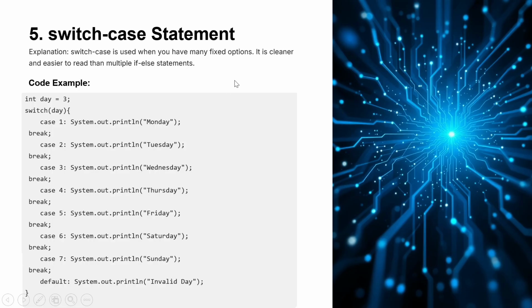Okay, it's just like a restaurant menu. If you choose item number 3, then you will get Wednesday, and only one item is served at a time. It means you cannot give 2 or 3 values at a time. You can give only one value and only one item will be printed. So this was all about the switch statement.